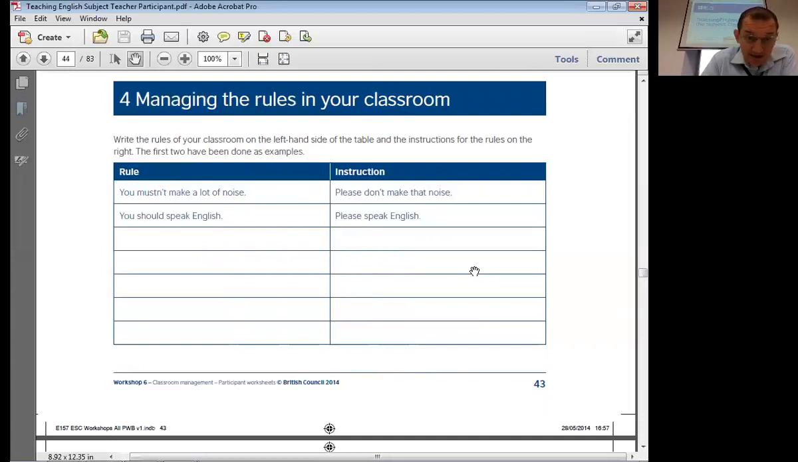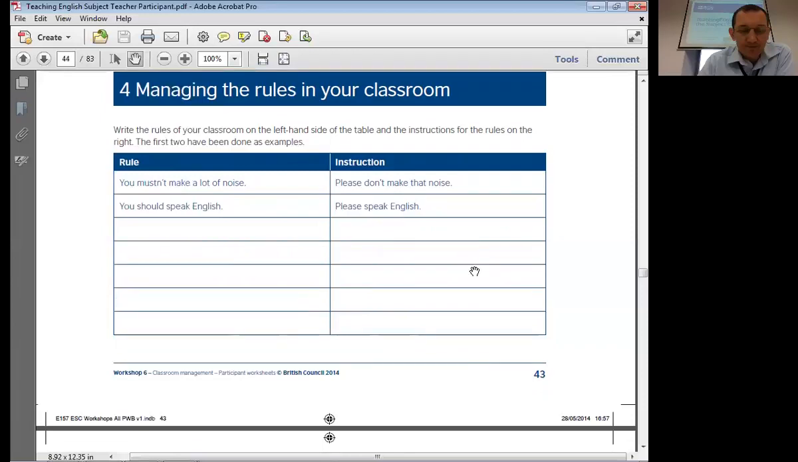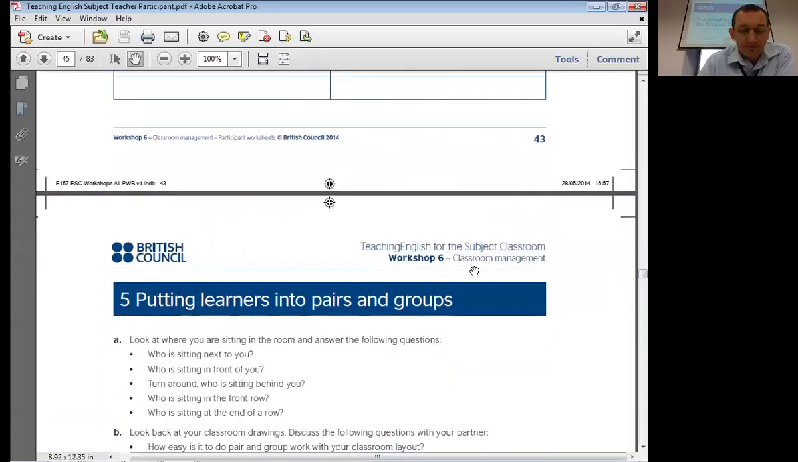So ask participants to complete the table, write some of their own rules on the left-hand side, and then write the actual instructions on the right-hand side. You can get the participants to compare their answers in groups. You could have a very quick classroom discussion. You might want to do the mingle exercise, which is suggested in the trainer's notes, whereby they stand up, walk around, say a rule to somebody, and that partner then says the instruction in English.